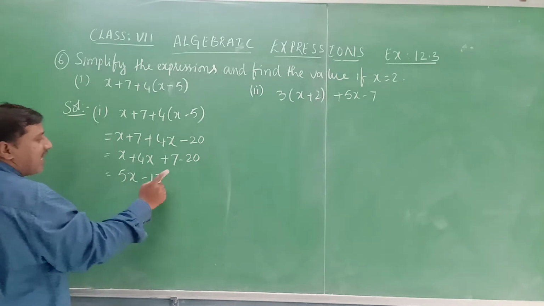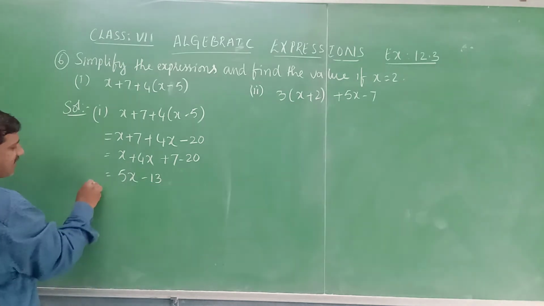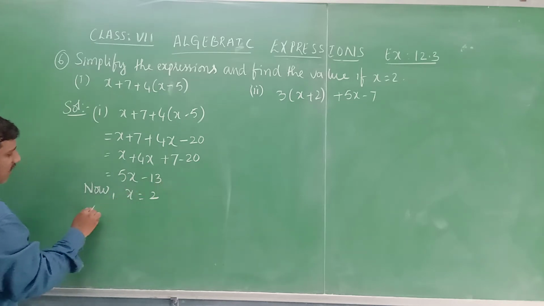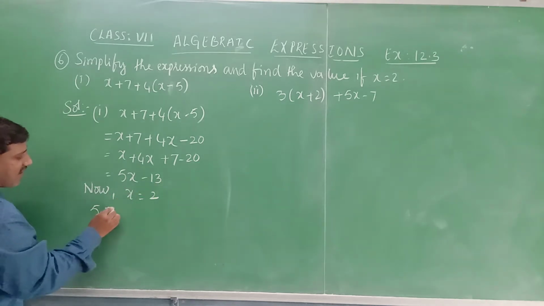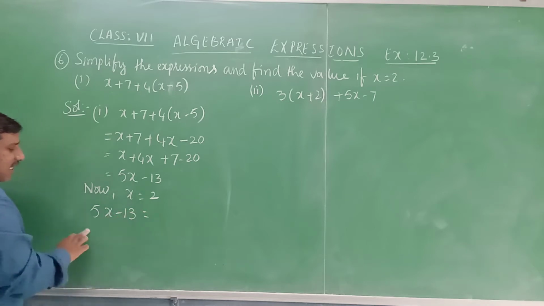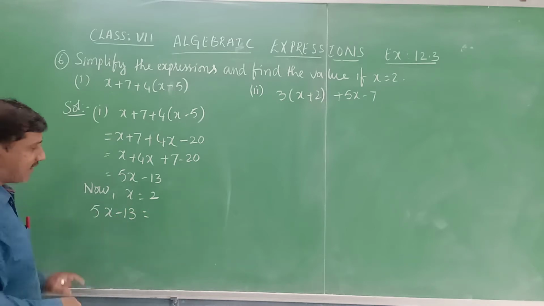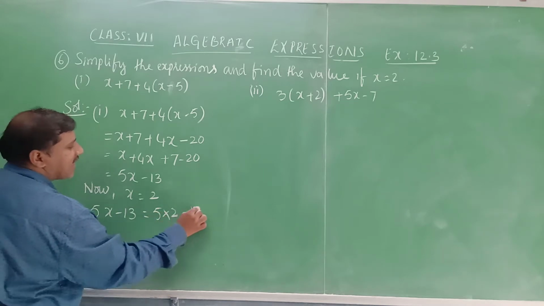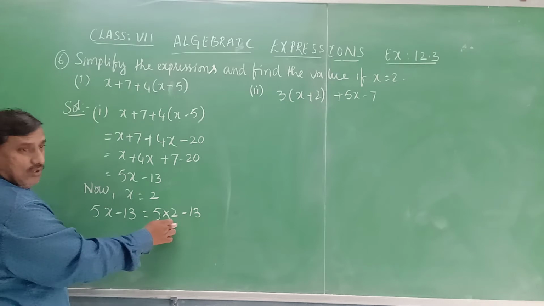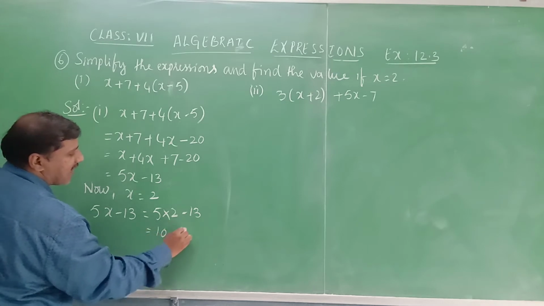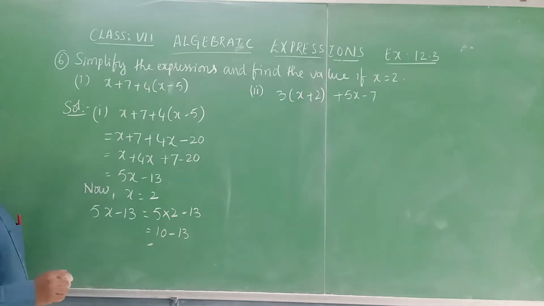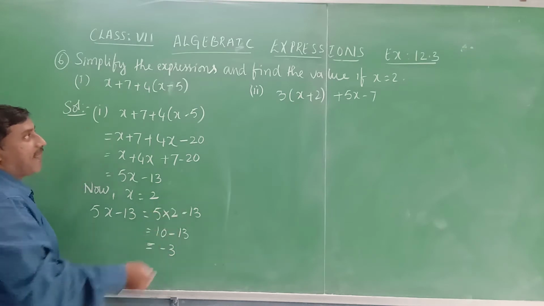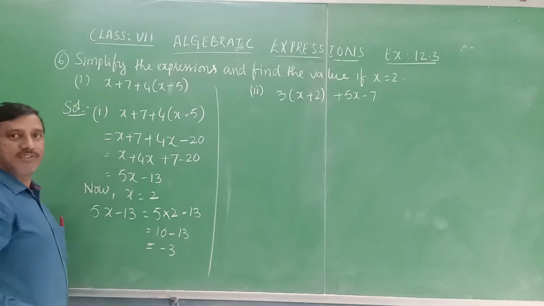Now we have to find its value. Here x is given, x is equal to 2. Find its value at x is equal to 2. 5x minus 13, that is 5x means 5 into x. Now 5 into x, which is 2, minus 13. 5 into 2, 5 twos are 10, minus 13. Simplify 10 minus 13, what do we get? Minus 3.